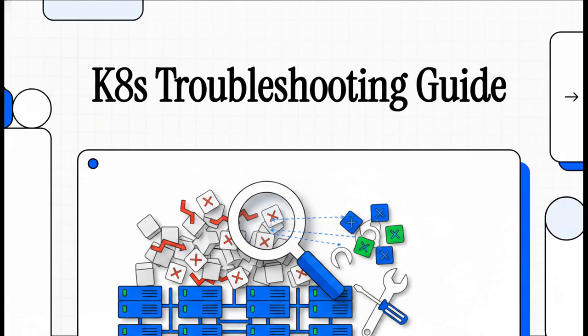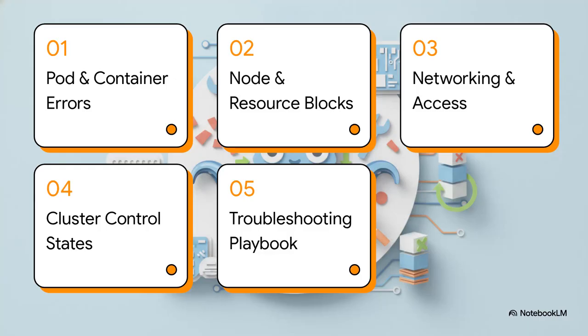So today, we're breaking down the absolute most common Kubernetes errors, and more importantly, how you can systematically troubleshoot and fix them. We're going to tackle this structurally across 5 key areas. First, fixing pod and container errors. Second, node and resource roadblocks. Third, networking and access denied. Fourth, cluster control and advanced states. And finally, we'll wrap up with the ultimate troubleshooting playbook.